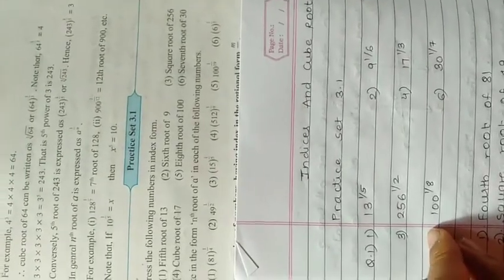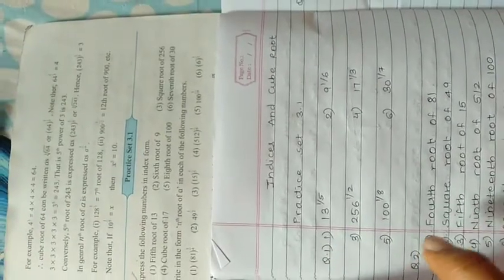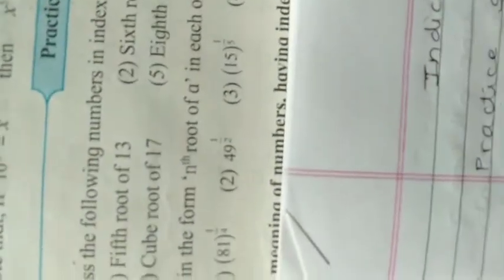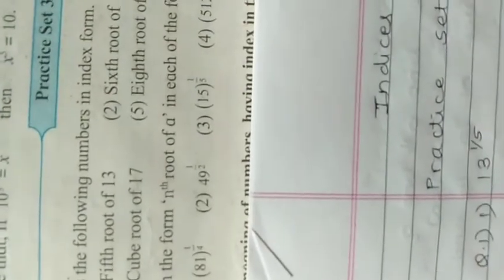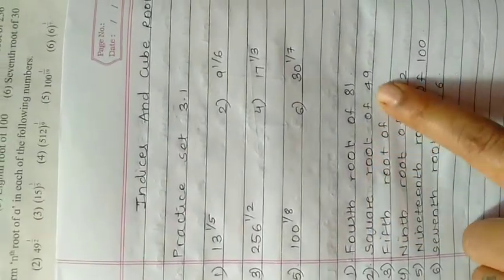Now for question number 2, we are given: write the nth root of a in each of the following numbers. We are given the values in index form. We are supposed to express it in the form of nth root of a. So the first one given to us is 81 raised to 1 upon 4. Again 4, that means fourth root of 81. The second one is 49 raised to 1 upon 2. That means square root of 49. The answer is square root of 49.